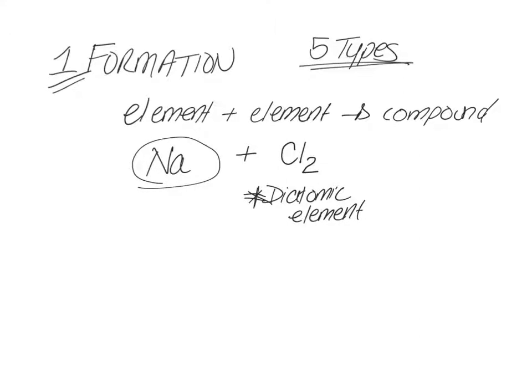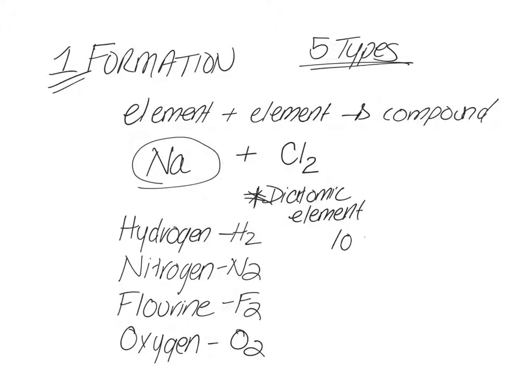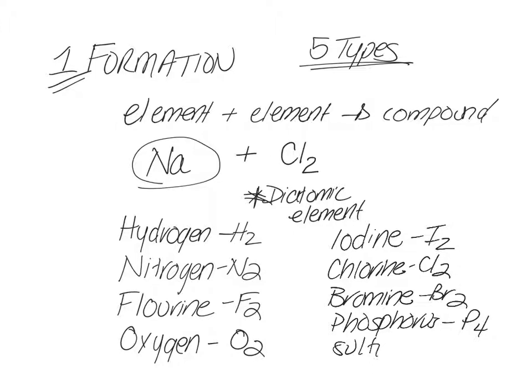It is important that you know the list of diatomic elements, so make sure that you memorize that list, which is hydrogen, nitrogen, fluorine, oxygen, iodine, chlorine, bromine, phosphorus, which actually happens in 4s, and sulfur, which happens in 8s.